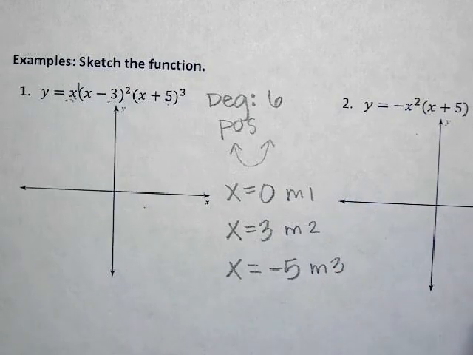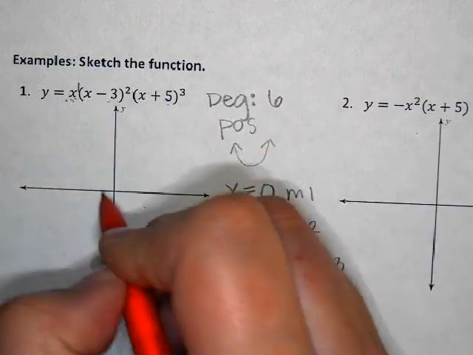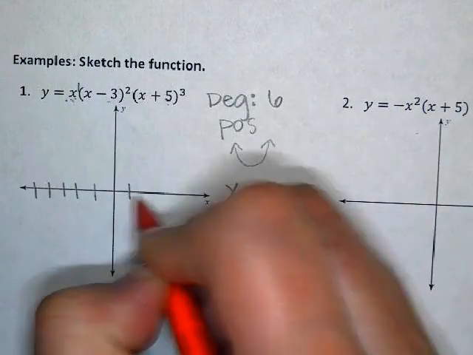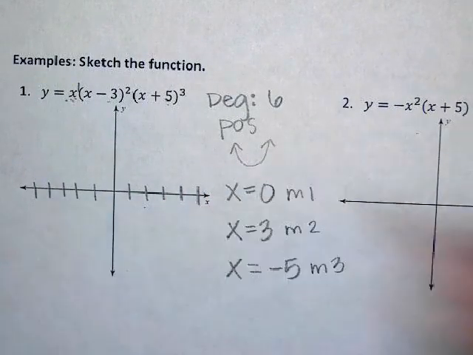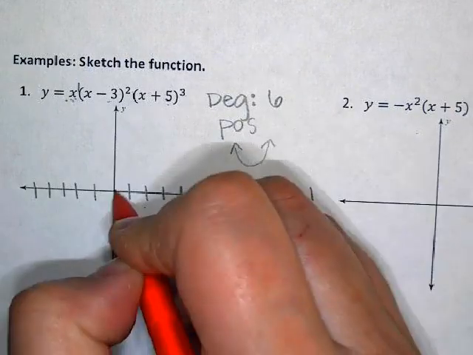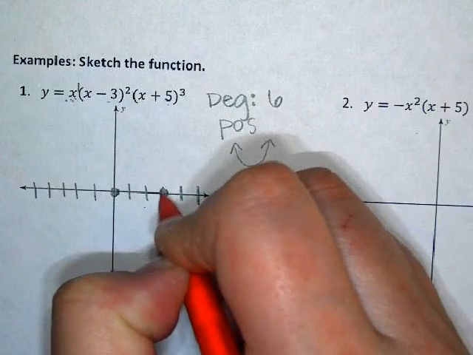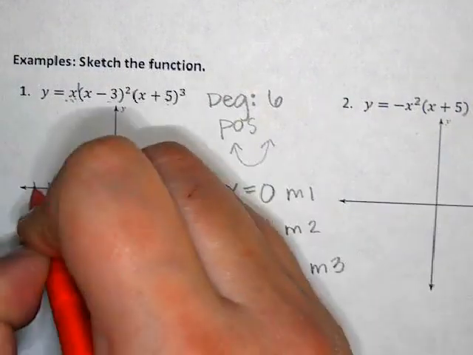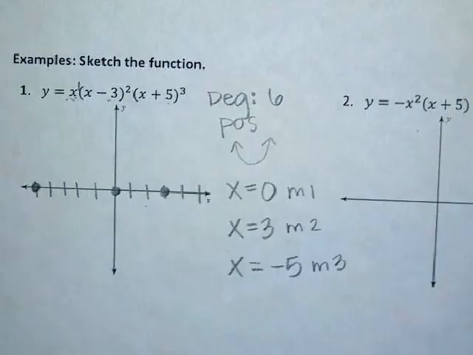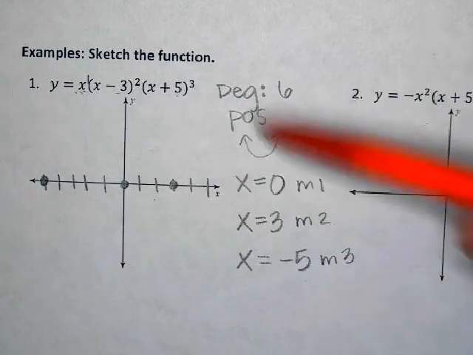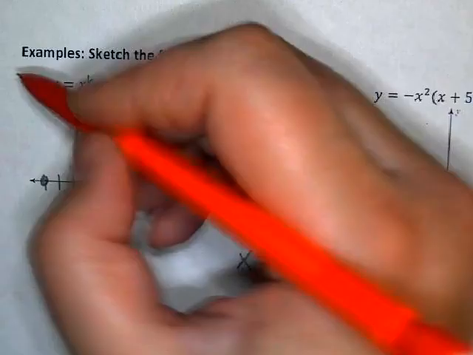Okay, so now I'm going to put the markings on the graph. 1, 2, 3, 4, 5. 1, 2, 3, 4, 5. I've got an x-intercept at 0, an x-intercept at 3, an x-intercept at -5. I know that overall my graph is going to be a U shape that goes with the arrows up, up, and up.